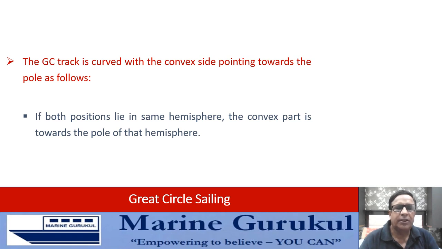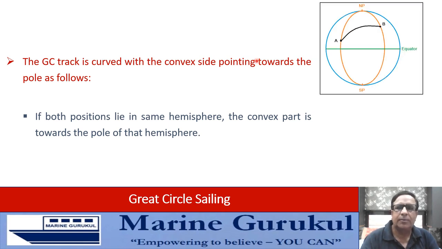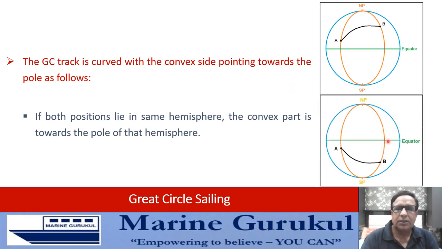If both the positions lie in the same hemisphere, that means arrival and departure positions are both in the northern hemisphere or both in the southern hemisphere, the convex part shall be towards the pole of the hemisphere in which both the positions lie. For example, you can see in this diagram, if A and B lie in the northern hemisphere, the great circle track between them will have its convex part pointing towards the north pole. You can see the other diagram here. If A and B both lie in the southern hemisphere, then the great circle track shall have its convex part curved towards the southern pole.